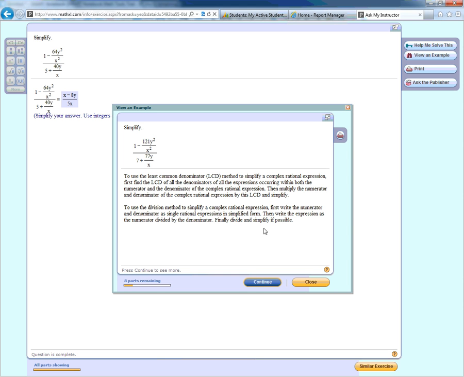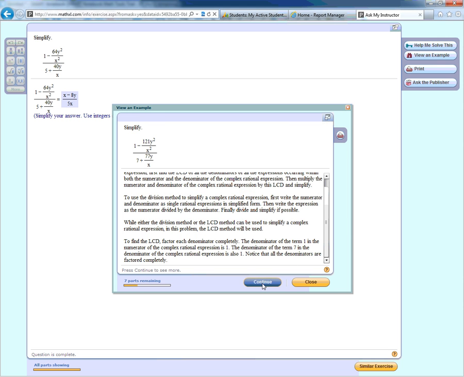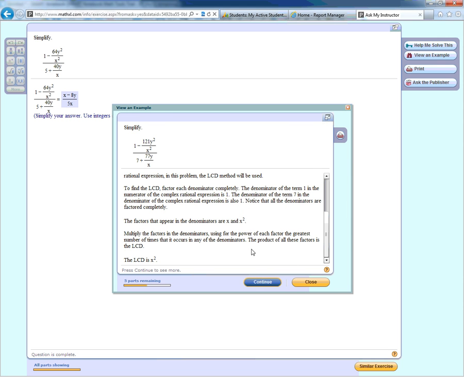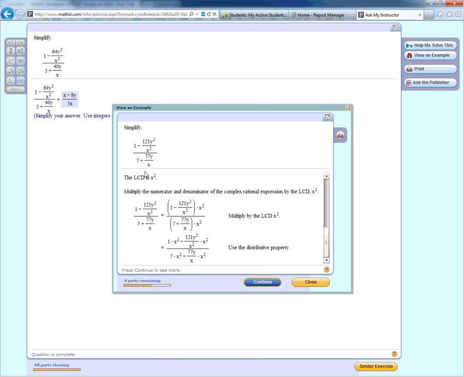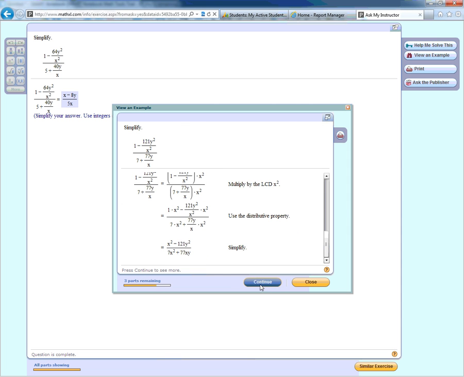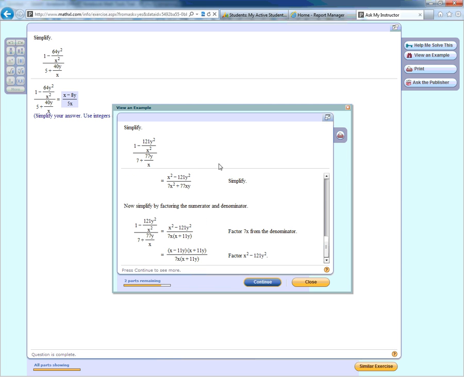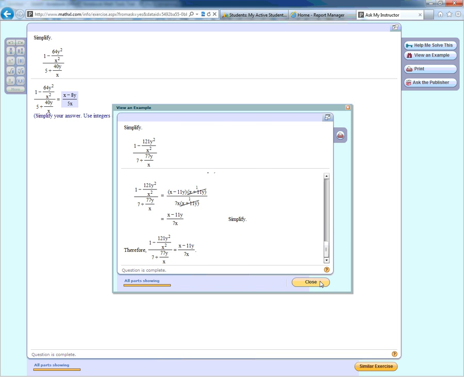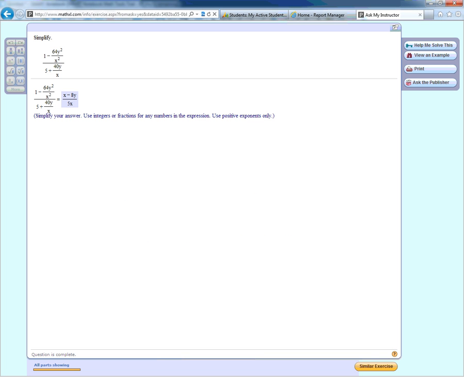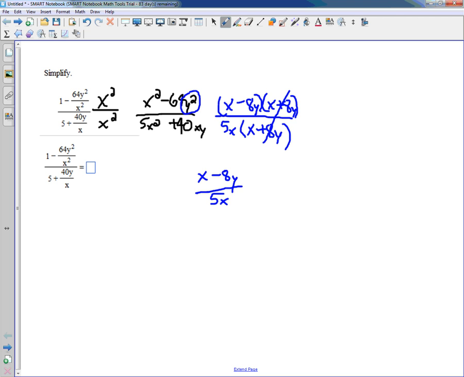If you go through the view an example, you'll see that this is called the least common denominator for the entire fraction, and they walk through the same stuff. It's a lot of text, but the denominators again are x and x squared, which makes our LCD x squared. Multiply everything by x squared over x squared, not changing the value of our problem. Then we have to simplify, use the rules we learned last week, cancel out any terms, and we should get our answer. So that's hopefully what you saw walked through in this video, but if you have any questions or concerns, please let me know.